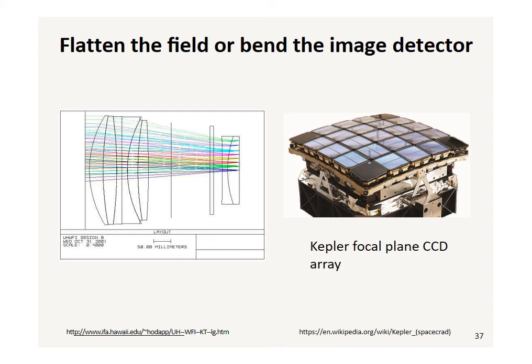We can flatten the field by doing a couple of different tricks. One is to use a special lens design called an astigmat. That type of lens both flattens the curvature of field and also corrects for astigmatism. The other thing we can do is give up on the idea of flattening the field and bend the image detector instead. You can see this example here on the right-hand side. This is the Kepler Space Telescope, and the CCD array is quite curved.